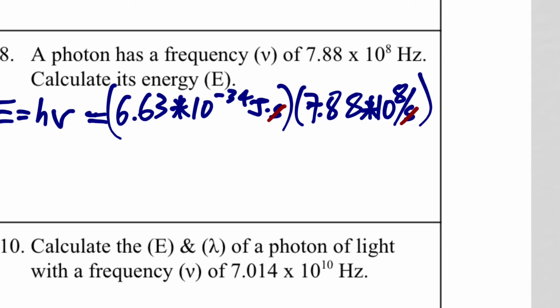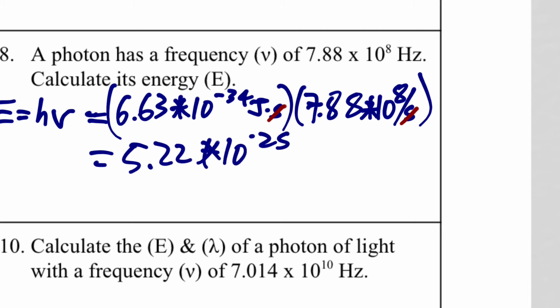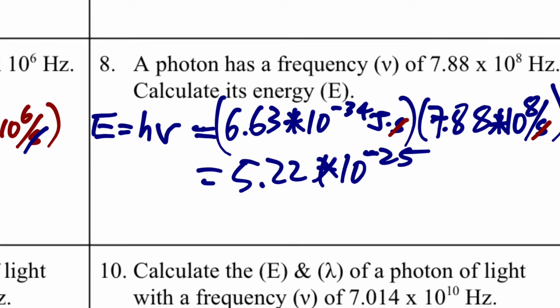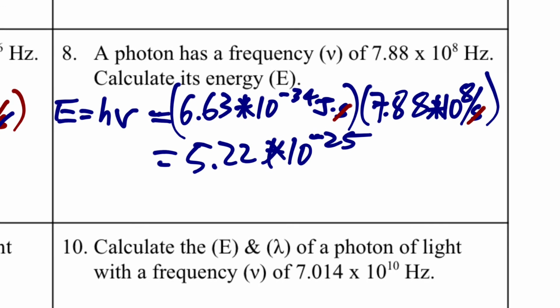And what you're going to get is going to be around 5.22 times 10 to the -25th power. The reason why that is, of course, you're using E equals h nu, Planck's constant, times the frequency here, and that should get you to this calculation.